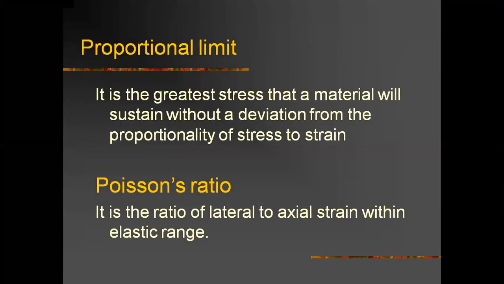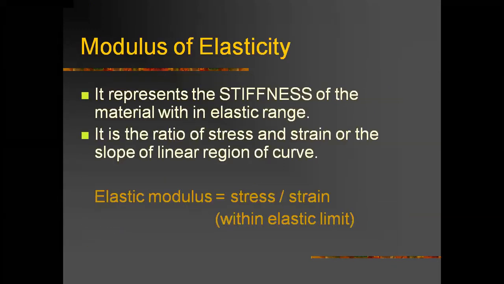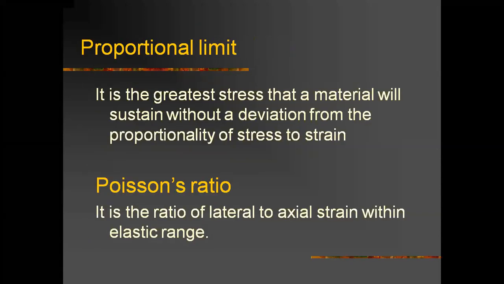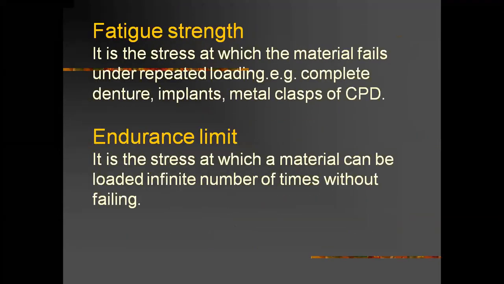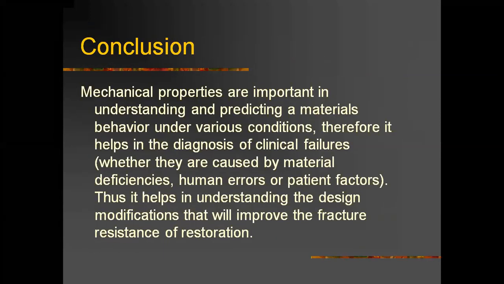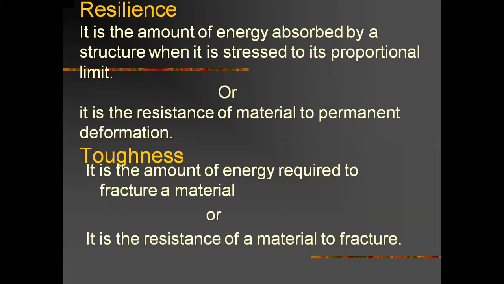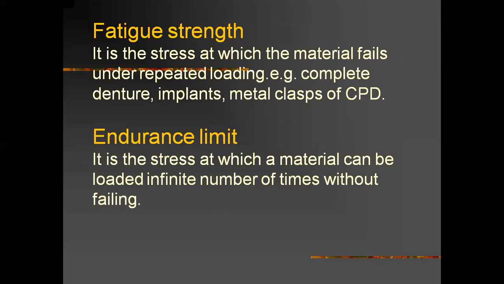Now, what is proportional limit? It is the greatest stress that a material will sustain without deviation from proportionality of stress to strain. Even your modulus of elasticity is stress by strain within the elastic limit only. So actually all three are almost similar, but with a slight difference. The modulus of elasticity is the stiffness, how hard or how rigid the material is, stress by strain up to a limit. That limit is the proportionality limit, the greatest stress that a material will sustain without deviation from the proportionality of stress to strain. Diametral yield strength. Wait a second. These are direct definitions which you have to remember.